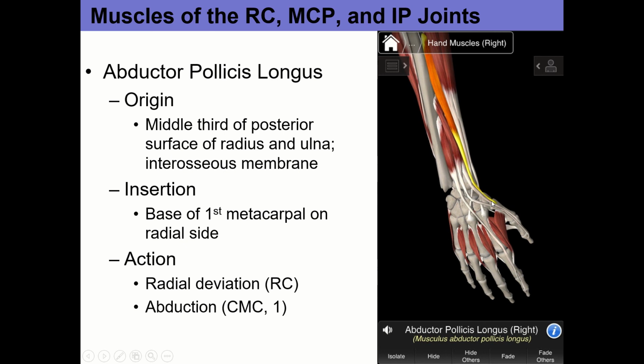So it really only crosses 2 joints. It crosses the radiocarpal or the wrist joint, where it's a radial deviator, and then the carpometacarpal joint where it's an abductor, which its name tells you that. So it's an abductor at the carpometacarpal joint.